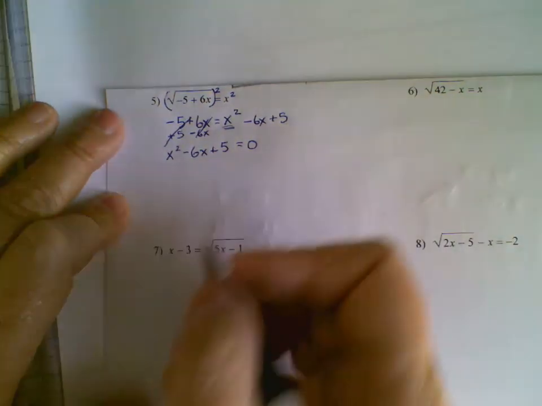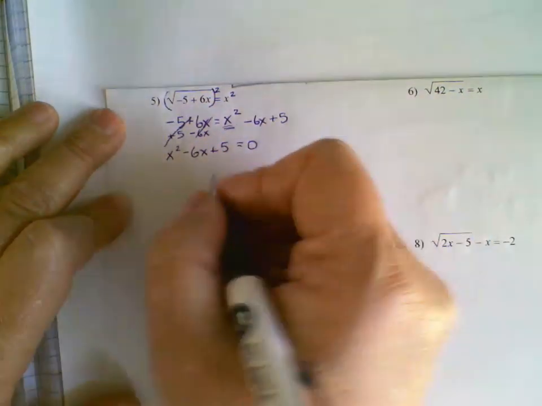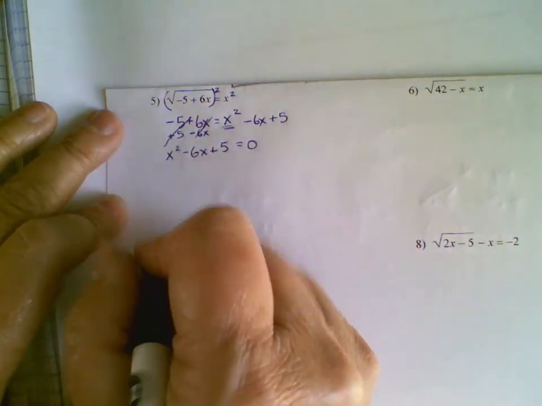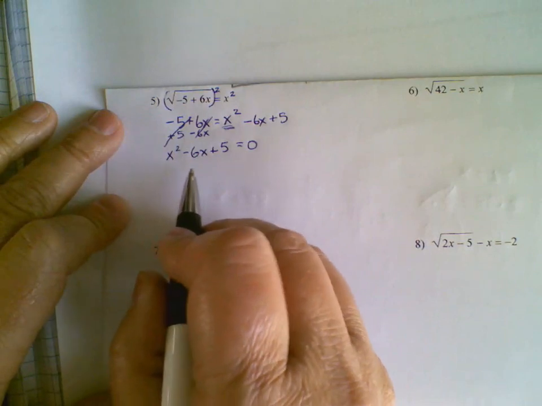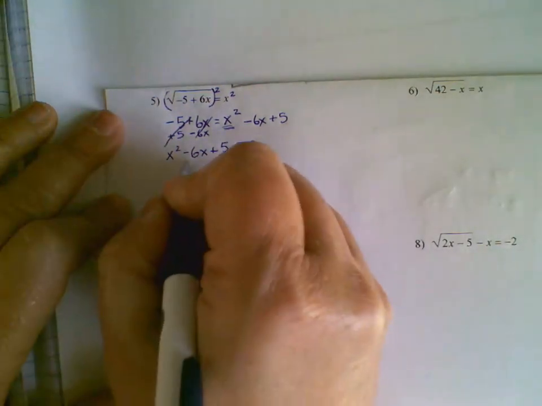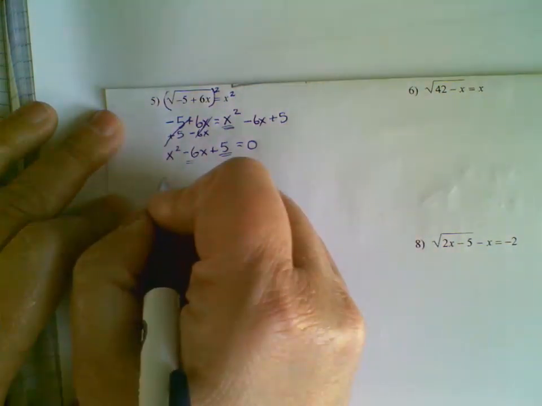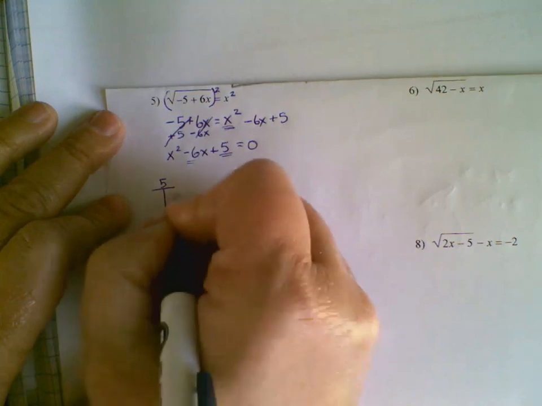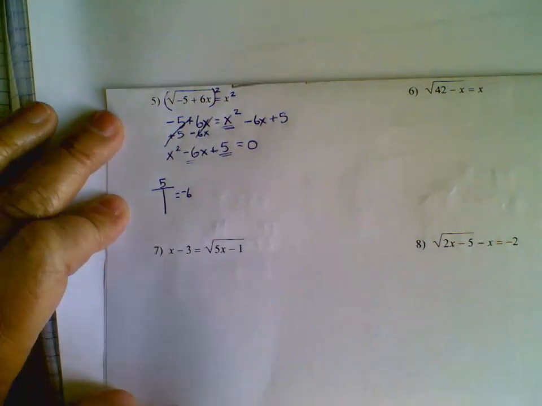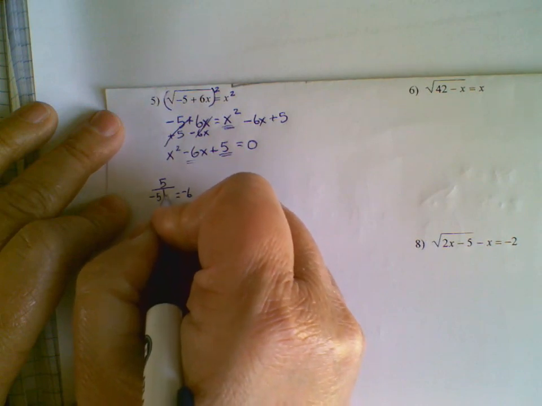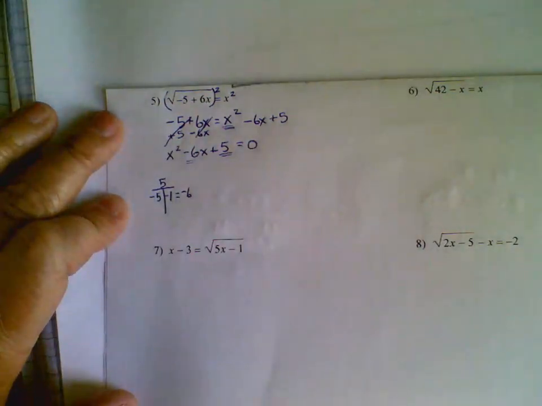All right, to solve that, I need to factor it. Of course, you could use quadratic formula, that's fine, but all of these I'm going to give you are going to be fairly easy to factor. So I'm looking for numbers that multiply to 5 and add to negative 6, a pair of numbers. In this case, that's negative 5 and negative 1.